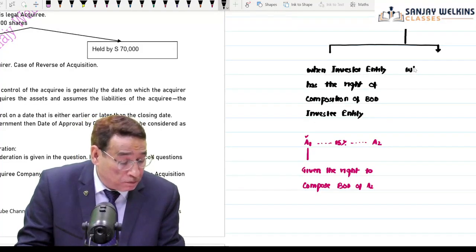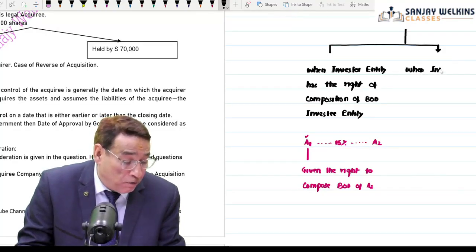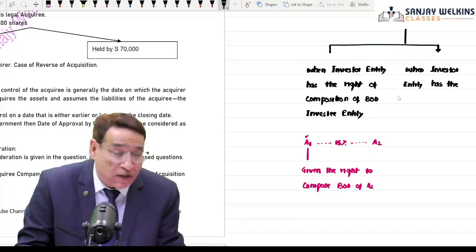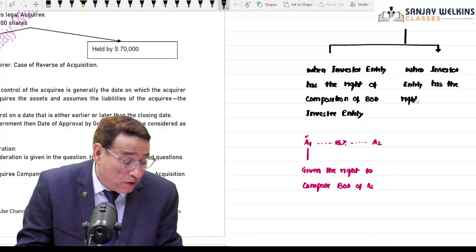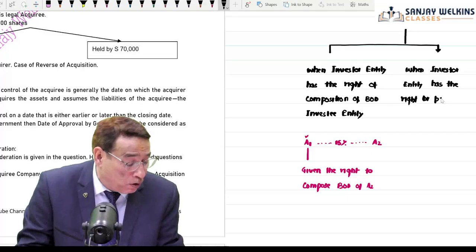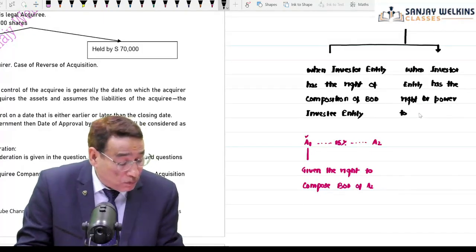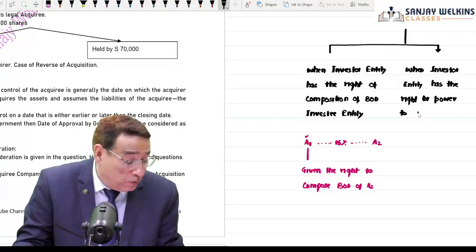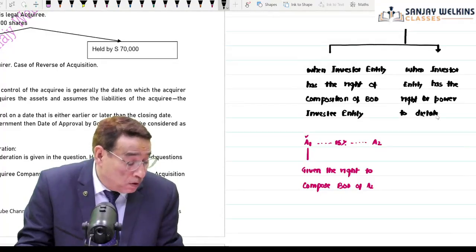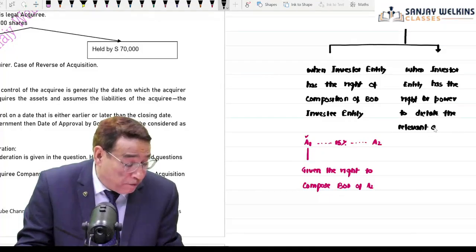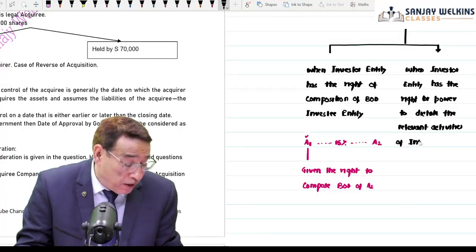When the investor entity has the right or power to dictate the relevant activities of the investee entity, correct?